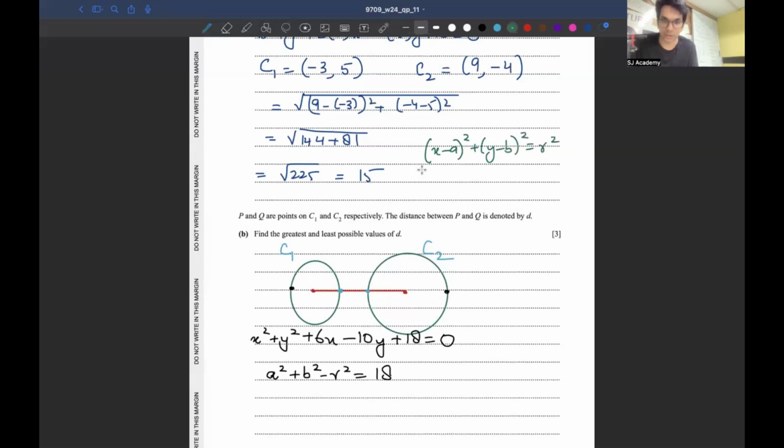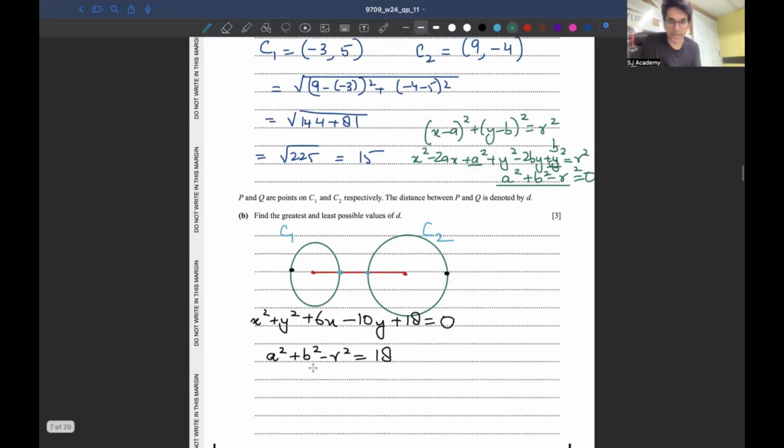Expanding this, we get x squared minus 2ax plus a squared plus y squared minus 2by plus b squared is equal to r squared. And then if we simplify this, the constant terms are a squared and b squared. So this will be a squared plus b squared. Bringing the r squared on this side, this will make it minus r squared equals 0. So this is what the constant term is equal to. So a squared plus b squared minus r squared is equal to 18.